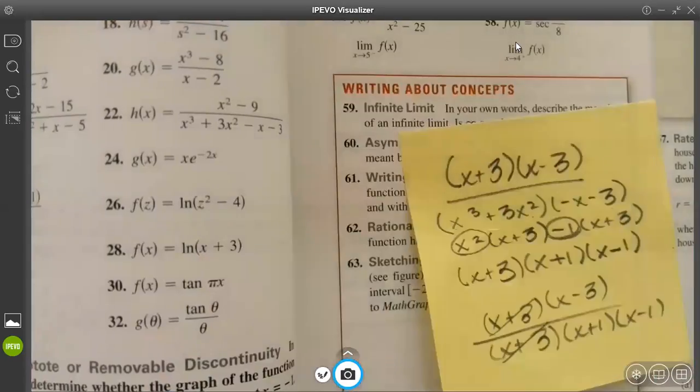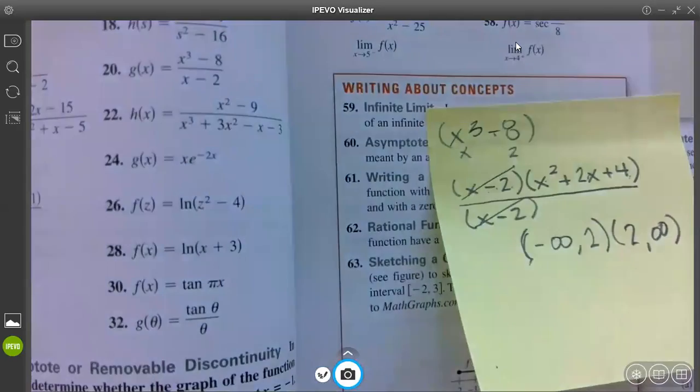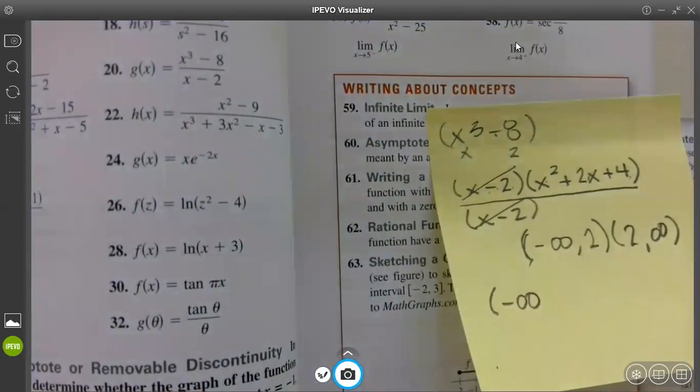There's a gap. So on this one, like the last one, we wrote it like this. This one would be -infinity. Do we include 2 or not? Hold on and I'll show you how you figure that out.